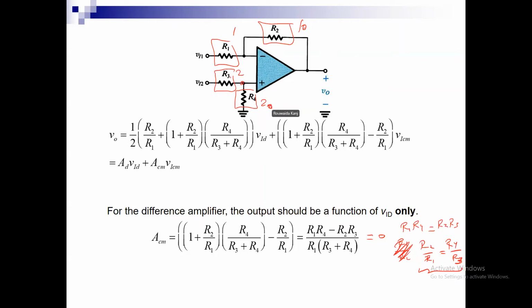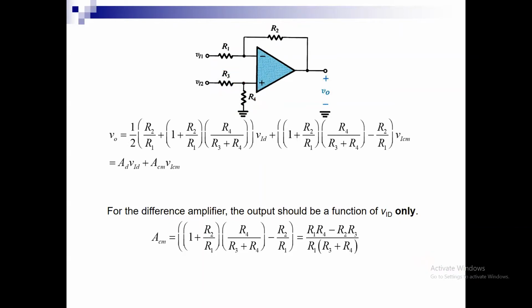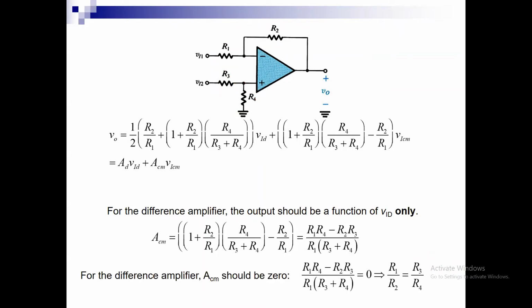Okay? With this fact taken into consideration, if I take this ratio and plug it back into the differential mode gain, so for it to be 0, I need to maintain this ratio. If I plug this ratio back in AD, I will end up with this being the output, having this differential gain, which is R2 over R1.